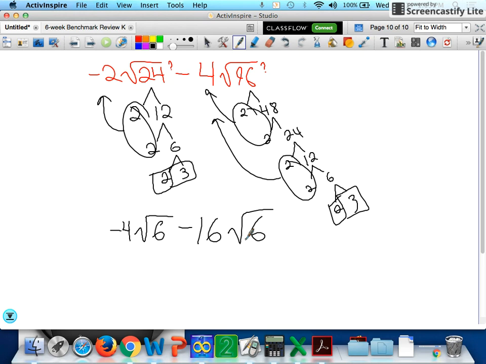So they were like terms after all. We didn't know that, but they are. They're like terms because we have the same thing under the radical. They're both 6's. That means these are like terms.